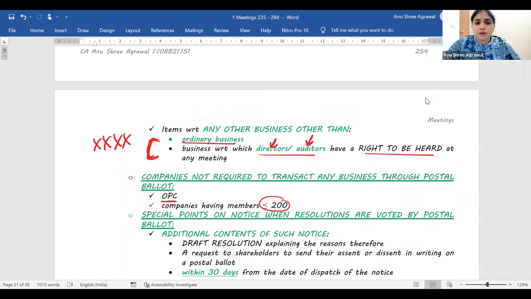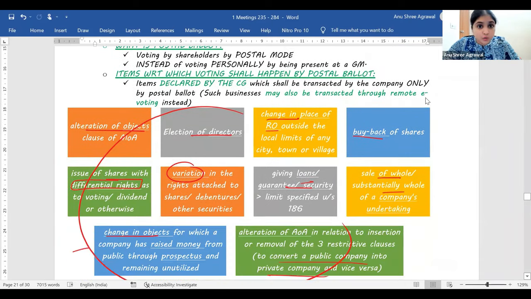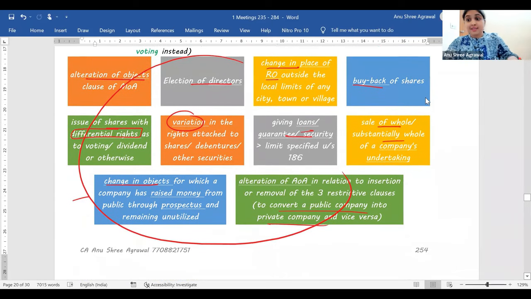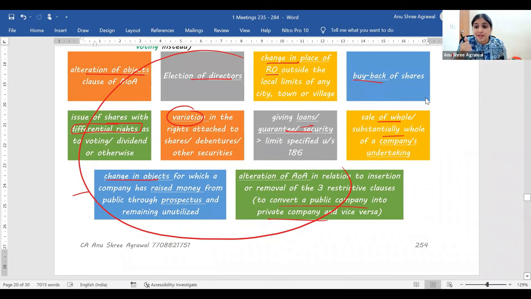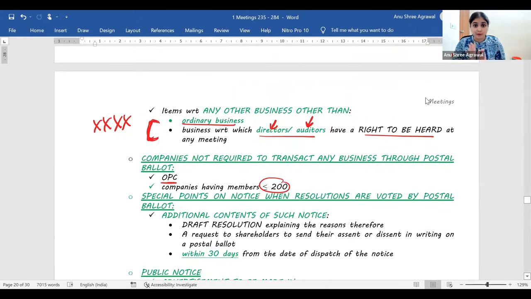All right, guys. So, postal ballot, what did we say? For these matters, it is mandatory to get the resolution passed only by postal ballot. But even for these matters, postal ballot is not mandatory if I am a one-person company or if I have up to 200 members. Other matters depend upon the company whether you want to do postal ballot or not. But come what may, for ordinary businesses and all those matters where I have to give my directors and auditors the right to be heard, in these matters I cannot do postal ballot.